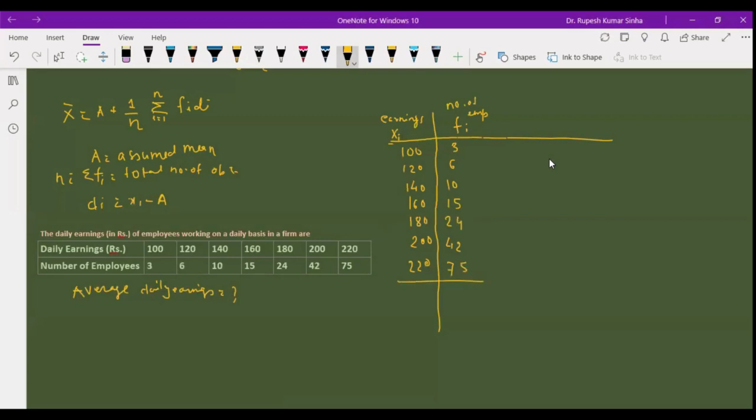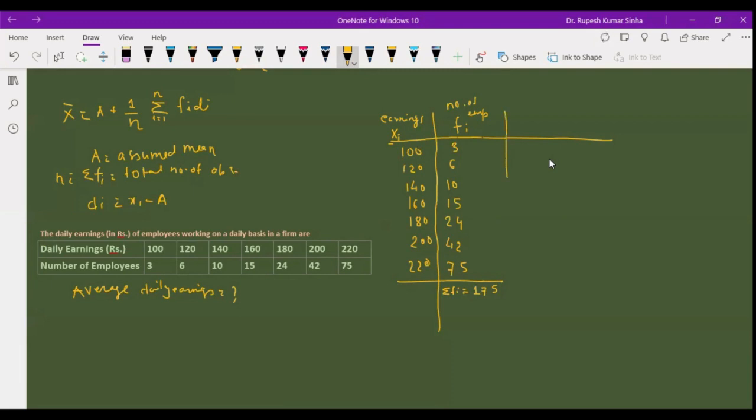So we need the summation of all Fi because this is nothing but our total number of observations. So summation of Fi, if we add all these numbers, we are going to get how much? 175. So this information we need because we need to keep it in our formula, that is, we need it for n. So that's why we have added it.